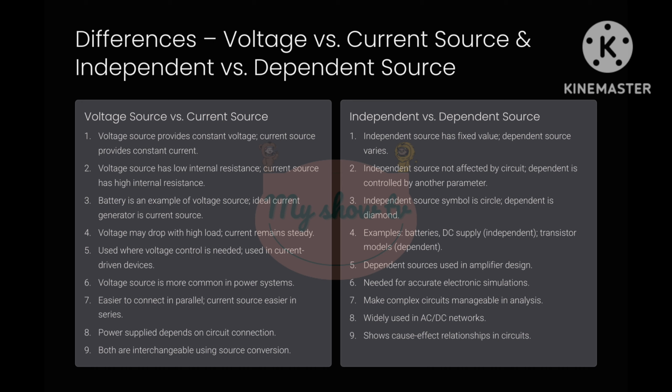Independent versus dependent source. 1. Independent source has fixed value, dependent source varies. 2. Independent source not affected by circuit, dependent is controlled by another parameter. 3. Independent source symbol is circle, dependent is diamond. 4. Examples: batteries, DC supply, independent, transistor models, dependent.